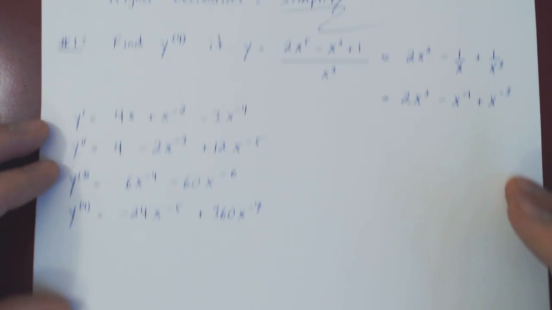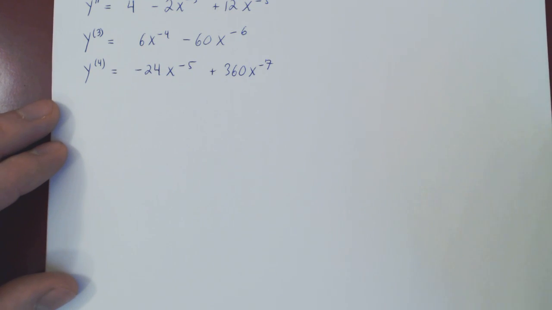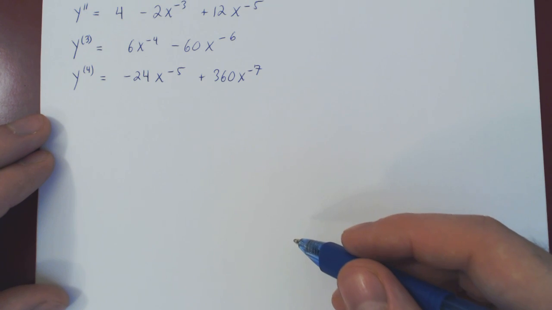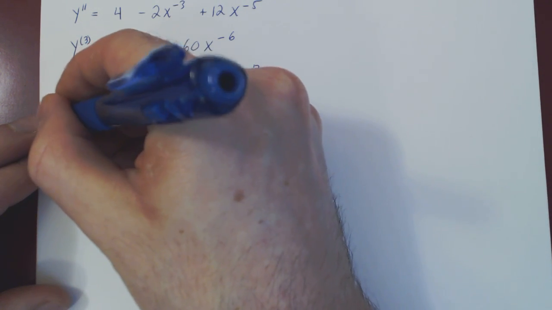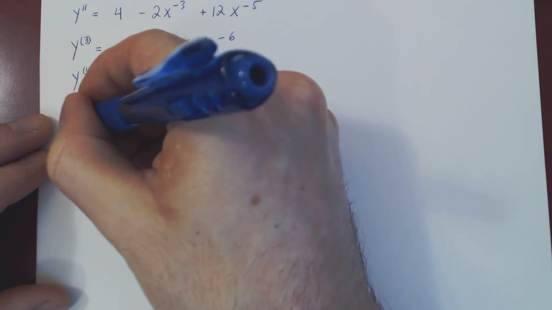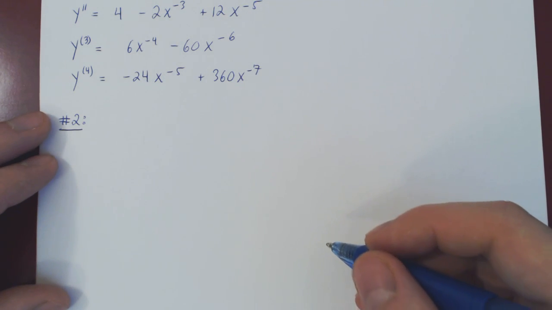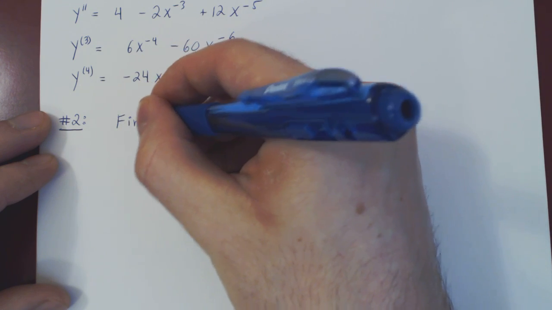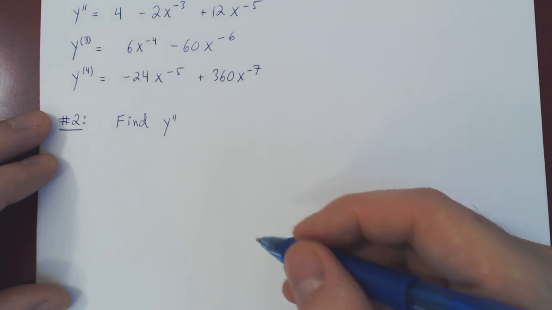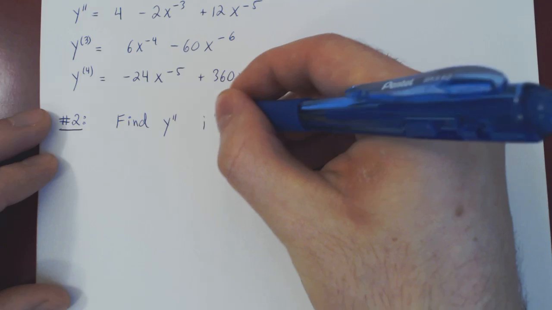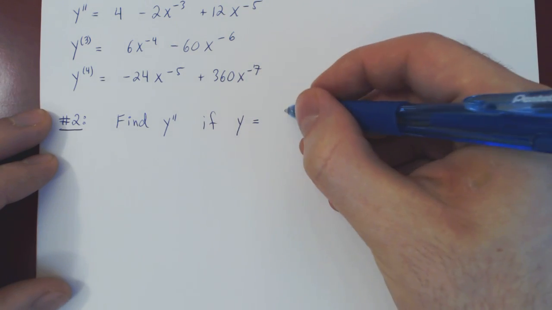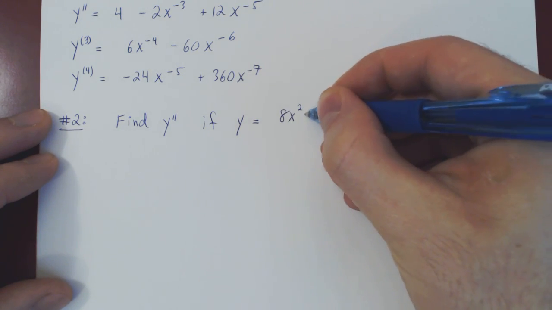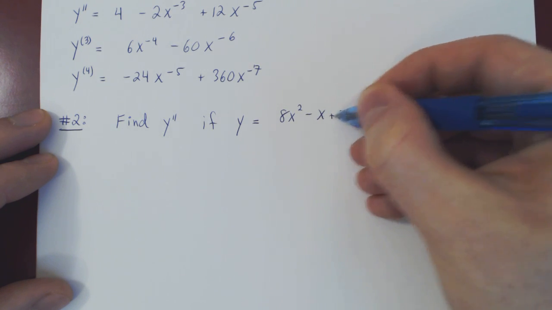Okay, number 2. Same type of problem. Let's find a higher derivative. But before we do, we'll simplify as much as possible. So here let's find the second derivative. So find y double prime, if y is (8x^2 - x + 2) over the root of x.